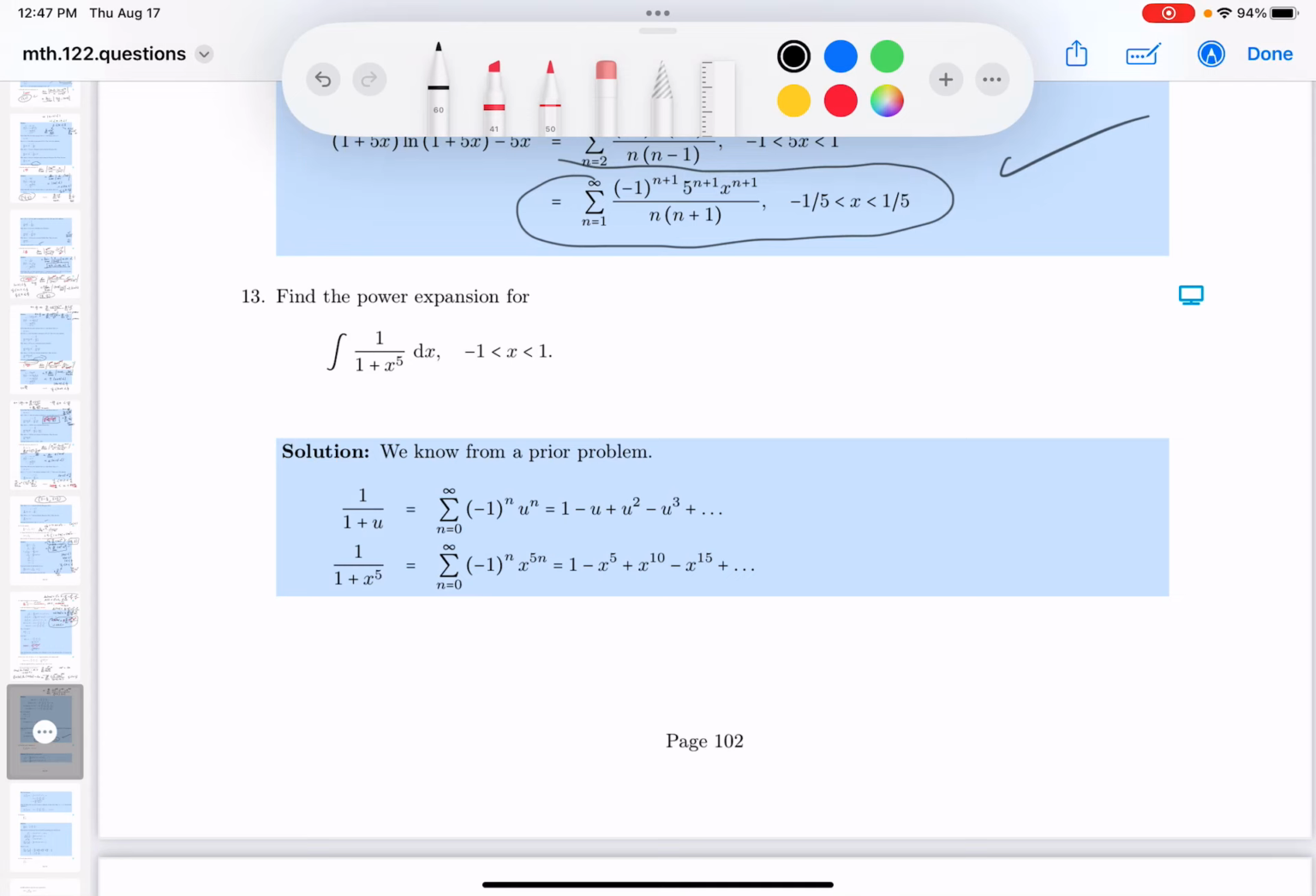Okay, let's start with what we know. We certainly know this over here. I'm going to use the letter u, by the way, that this would equal 1 plus u squared plus, you get the idea, with the understanding that the absolute value of u is less than 1.